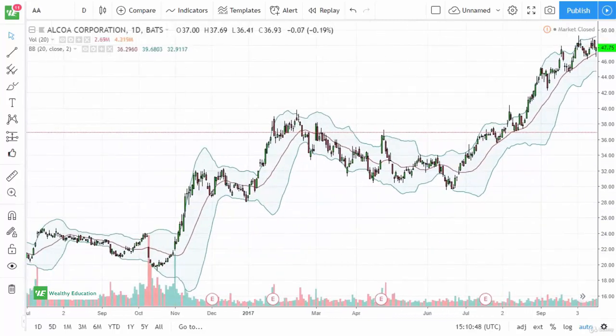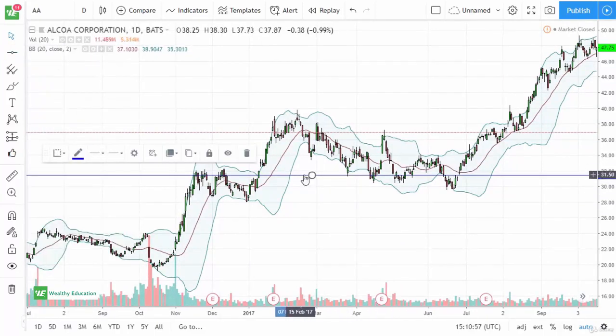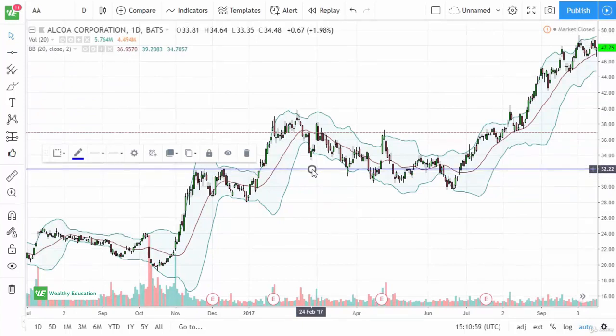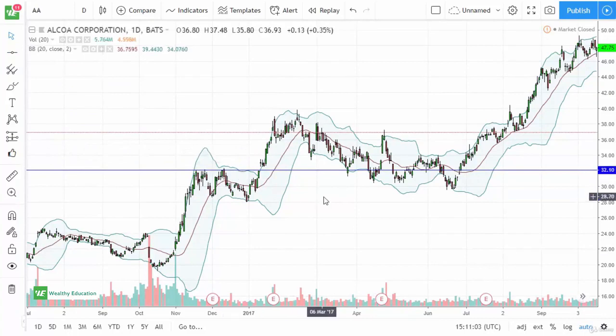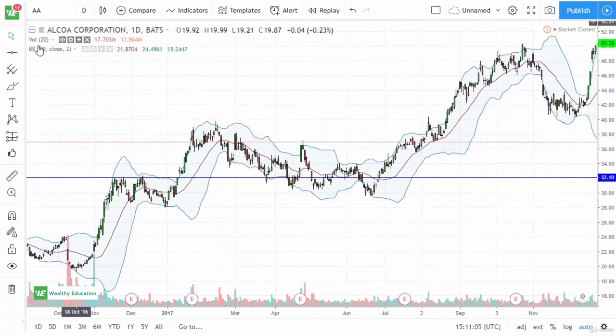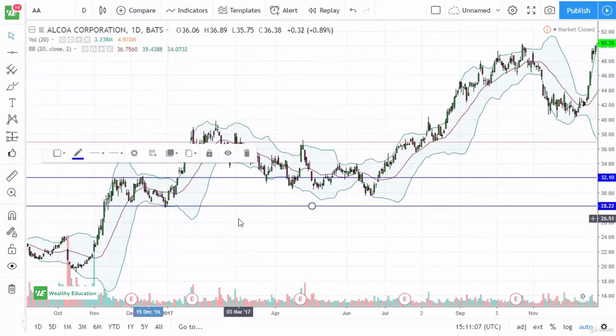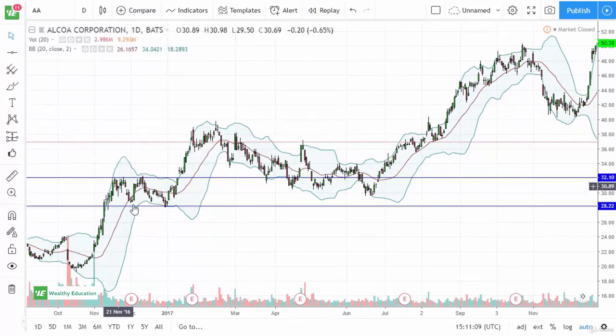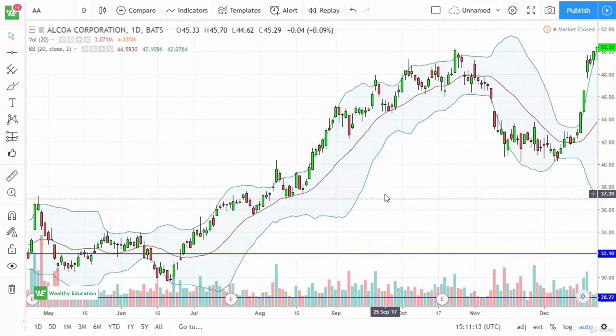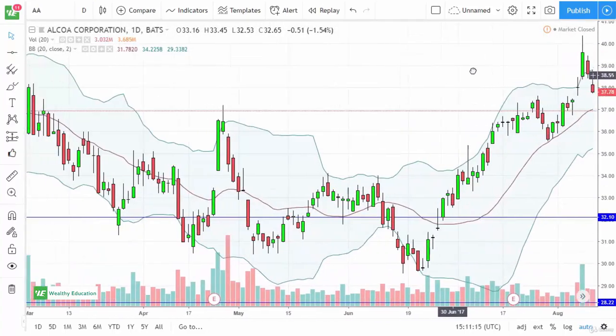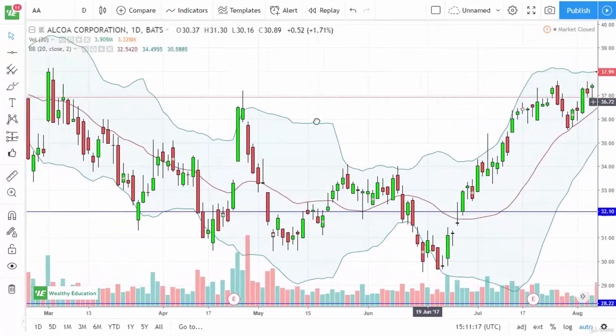So for an example, let's go ahead and draw a horizontal line here at this previous resistance. You would have known that somewhere around $32-ish there was resistance. And you would have also known that there was support here. So it makes sense that there's going to be a lot of buying pressure in this area. And that's exactly what we saw. So where's your signal? Well, your signal could be every time you break above this moving average.